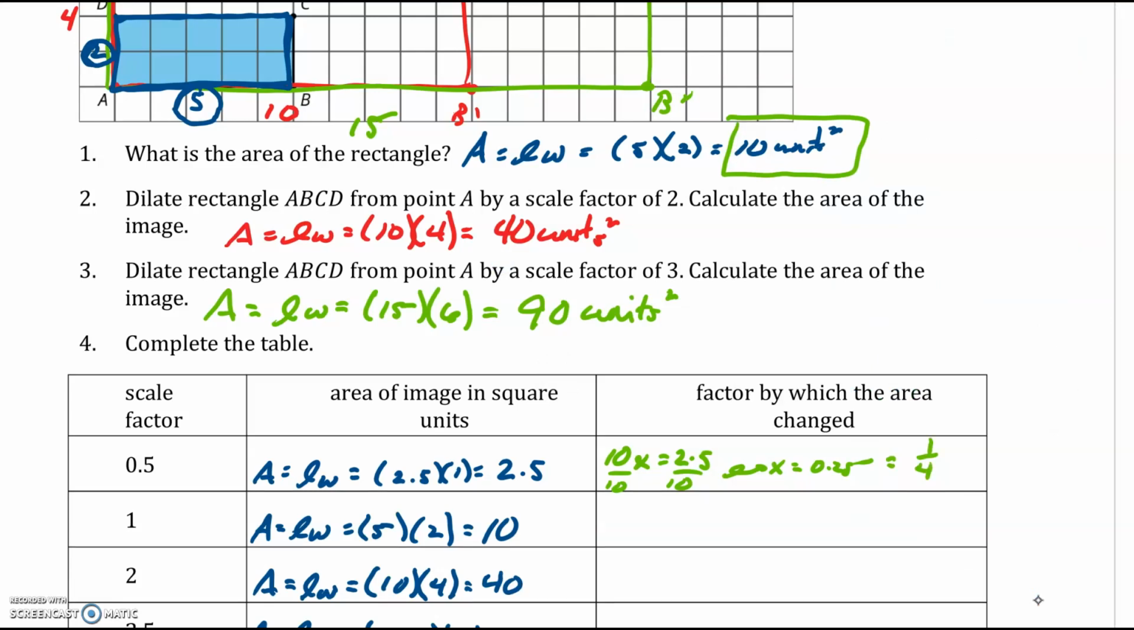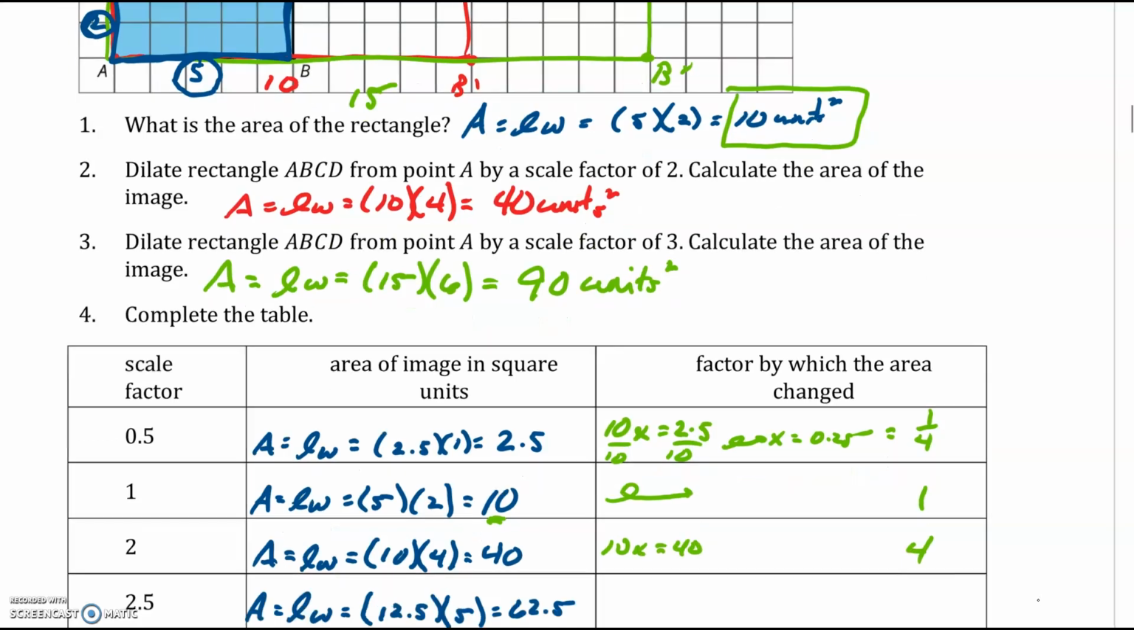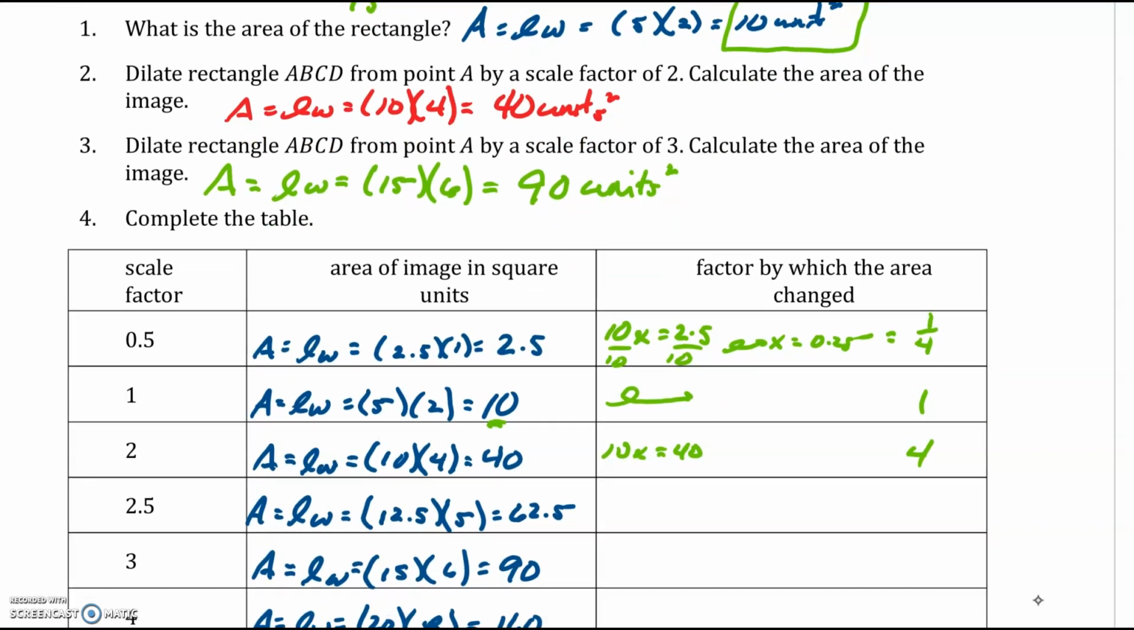So next, my scale factor here is going to be a 1, right? Because this 10 did not change. What's my scale factor going to be here? Well, what do I have to multiply 10 by to get to 40? That's simple. That's a 4. Here, what do I have to multiply 10 by to get to 62.5? And that is 6.25.